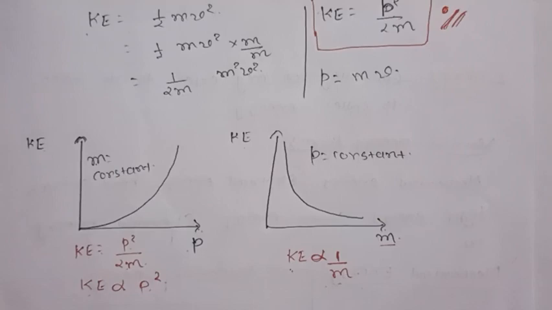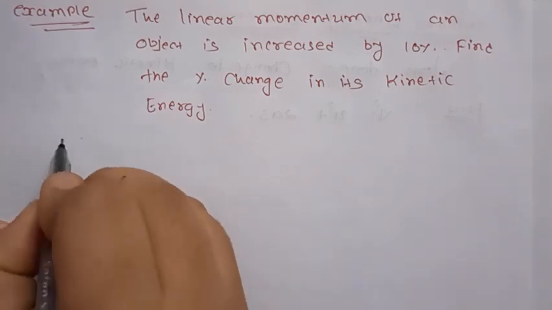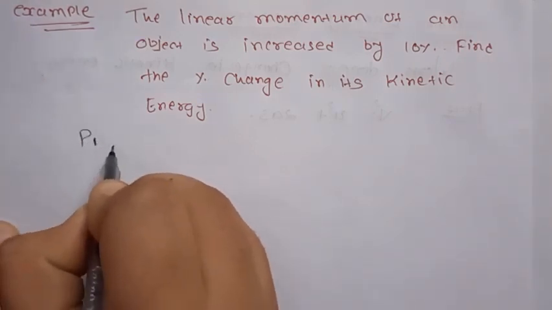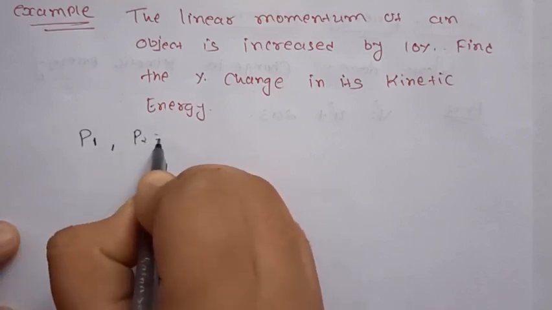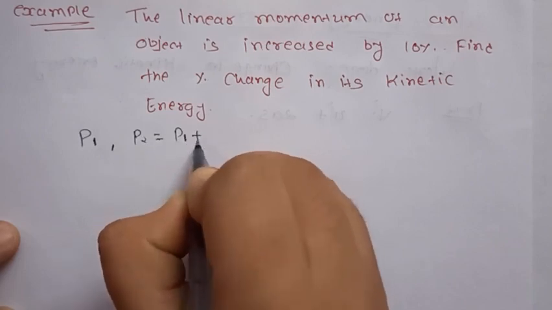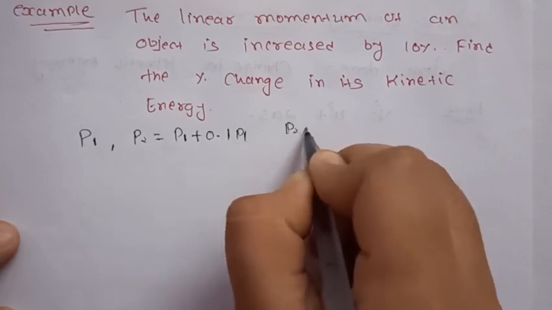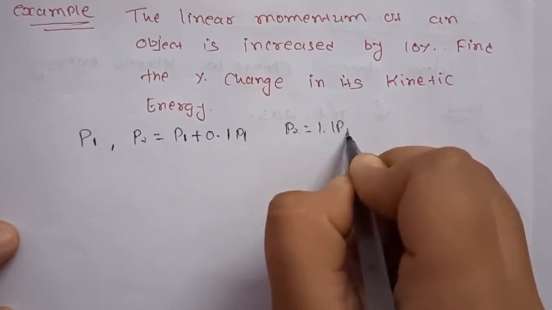So let us solve some examples based on this relation. In the first example, the linear momentum of an object is increased by 10%. We want to find the percentage change in its kinetic energy. Let's say the initial linear momentum was P1. Now the linear momentum is increased by 10%. So P2 will be P1 plus 10%, that is 0.1 of P1. So P2 will be 1.1 P1.